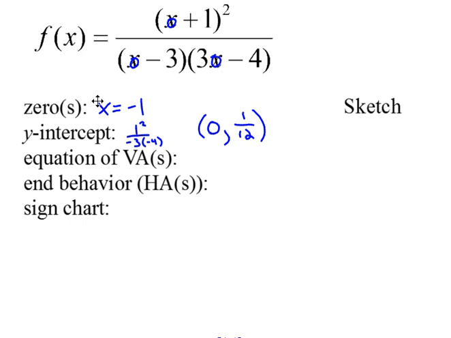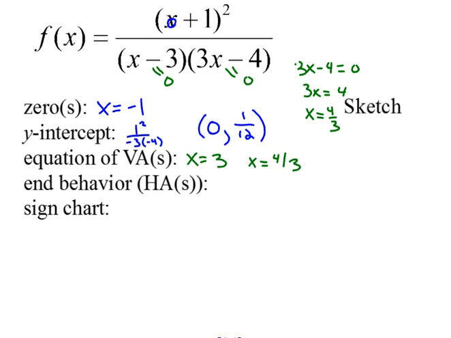So my vertical asymptotes are where my denominator equals 0. So either this piece equals 0 or this piece equals 0. In that case, it would be x equals 3, and 3x minus 4 will equal 0 when 3x equals 4, which means x equals 4/3.